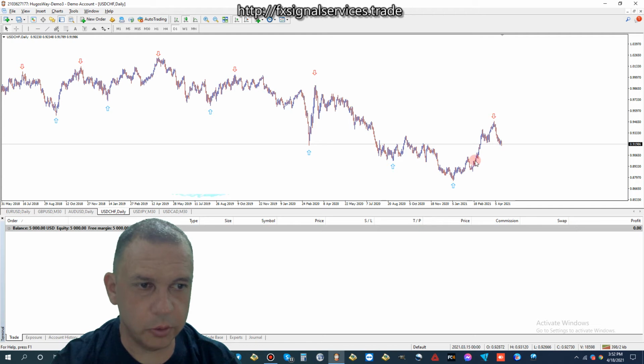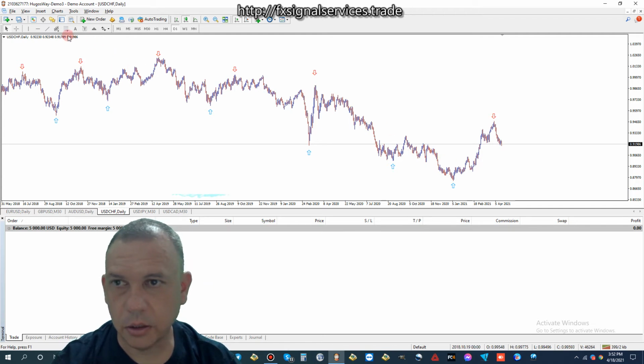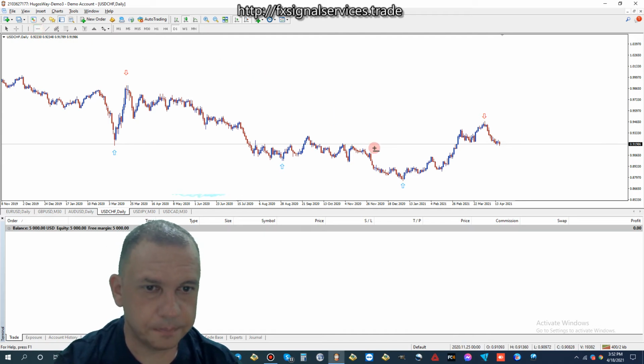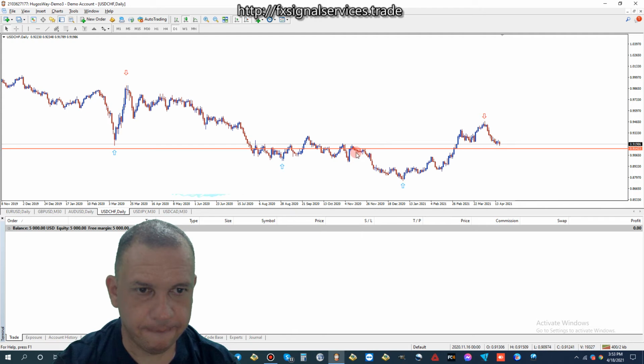Where will it form a blue arrow? That is a good question. Let me zoom in a little bit. I'm going to draw a line right here. That's a resistance support.